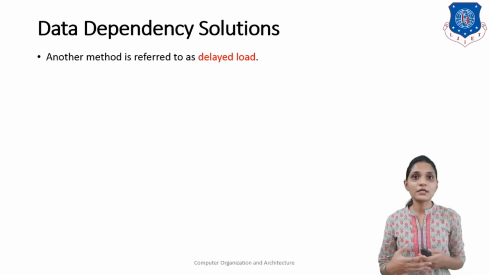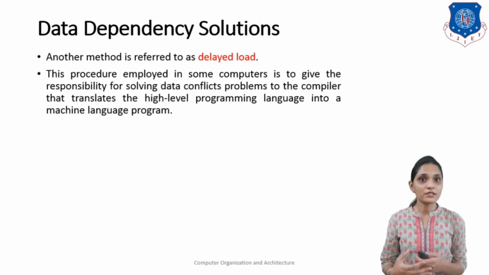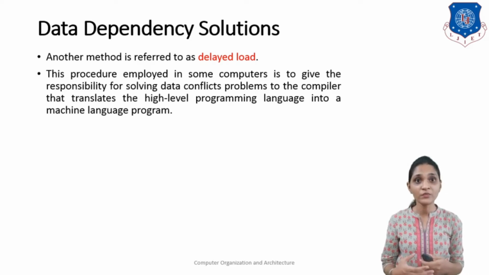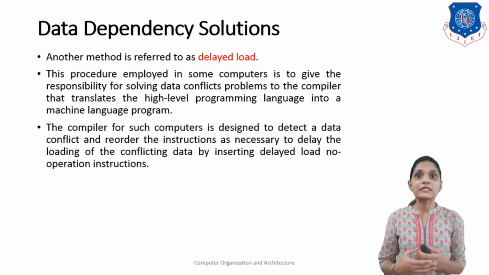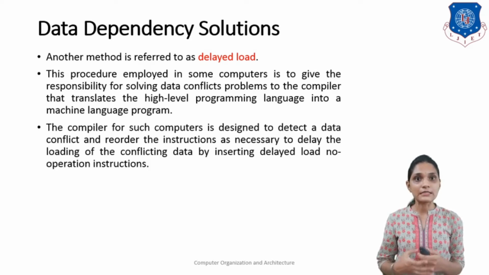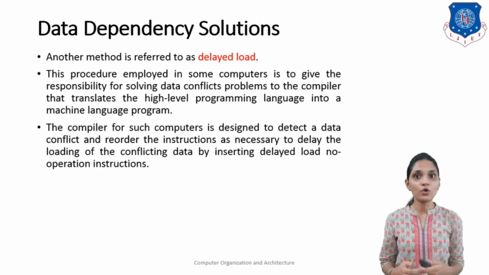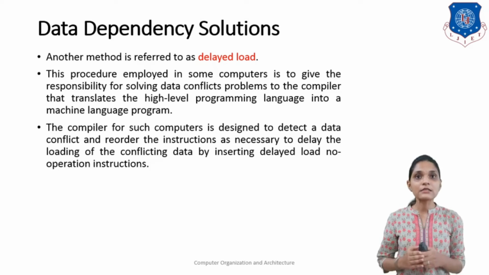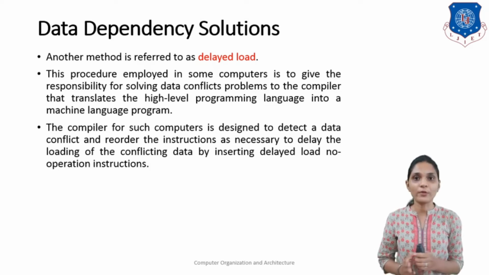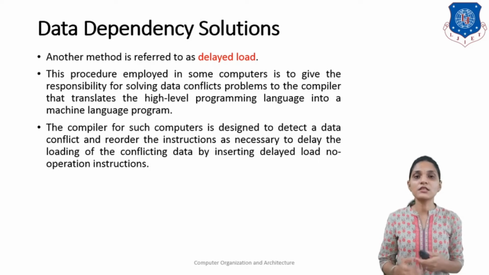The third method we can use is delayed load. This procedure, employed in some computers, gives the responsibility of solving the data conflict problem to the compiler that translates the high-level language program into a machine language program. The compiler for such a computer is designed to detect the data conflicts and reorder the instructions as necessary to delay the loading of the conflicting data by inserting delayed load no-operation instructions. So in this method, the whole task is completed by the compiler by providing no-operation instructions and rearranging the instructions.